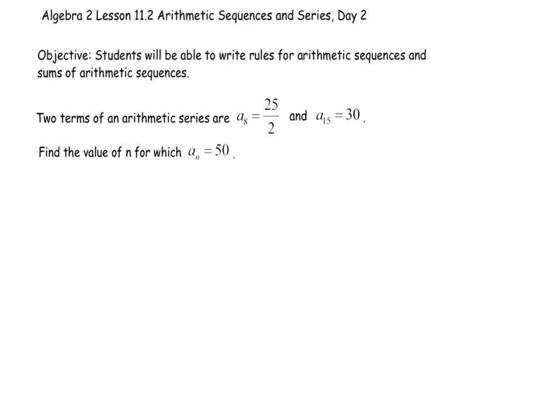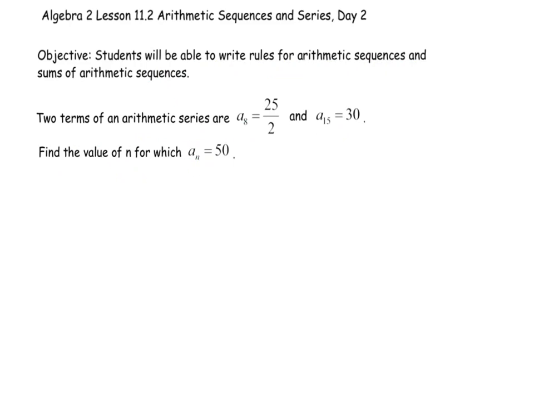So the first problem says that if we are given two terms of an arithmetic series, A8 is 25 over 2 and A15 is 30, we need to first find a sequence and then find n for which an equals 50. So I'm going to start out with trying to write the equation for the arithmetic sequence.